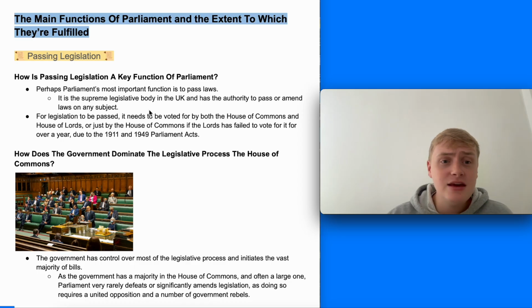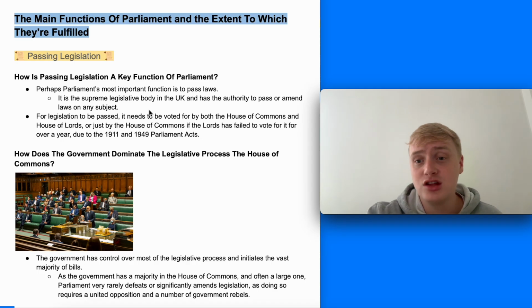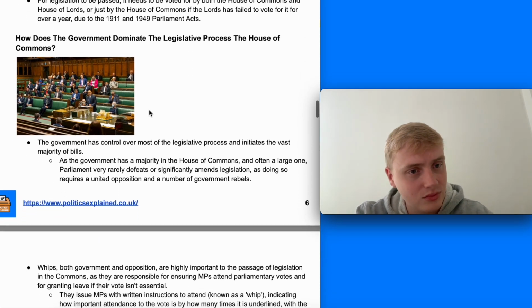But effectively, it's a key function, as the most important function of Parliament is to pass laws. It's the supreme legislative body in the UK, and through passing laws, it's effectively how it makes significant changes to the country and to policy in the country.